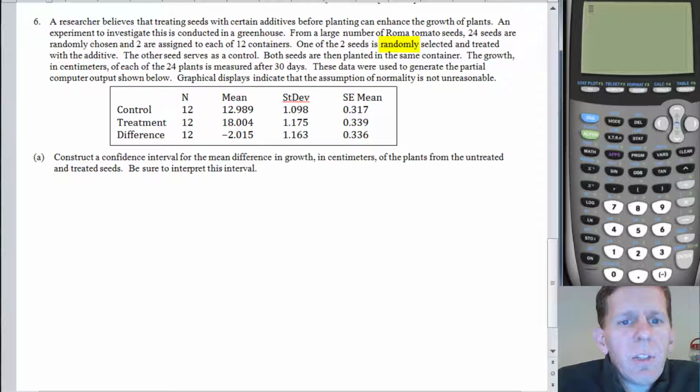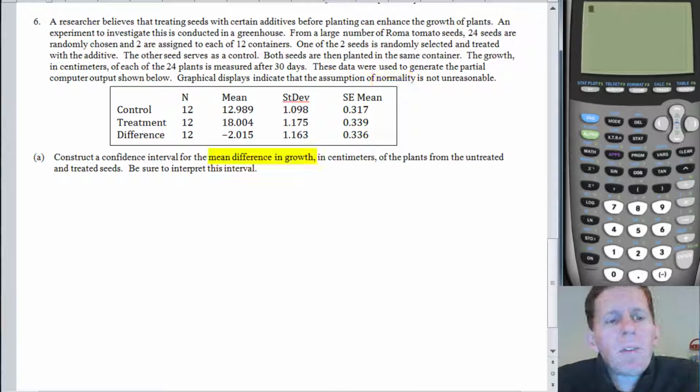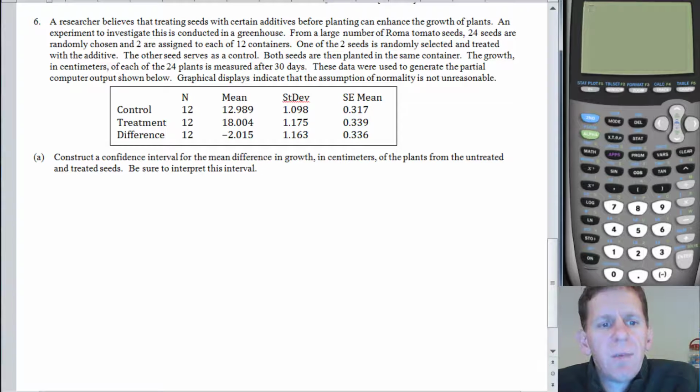These data were used to generate the partial computer output shown below. Graphical displays indicate that the assumption of normality is not unreasonable. Construct a confidence interval for the mean difference in growth in centimeters of the plants from the untreated and treated seeds. Be sure to interpret this interval.